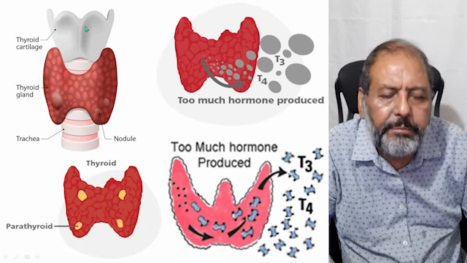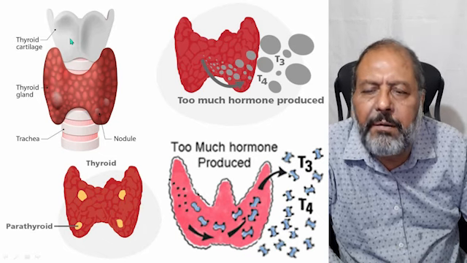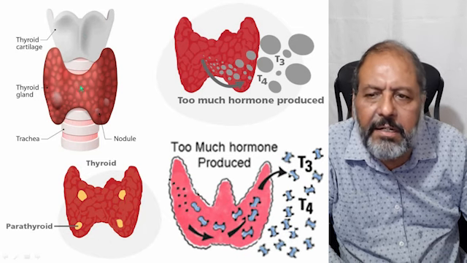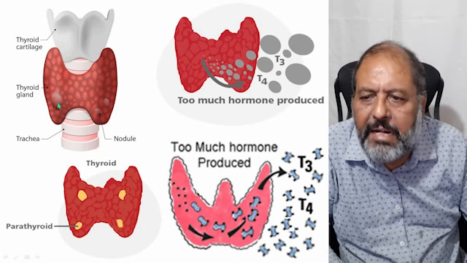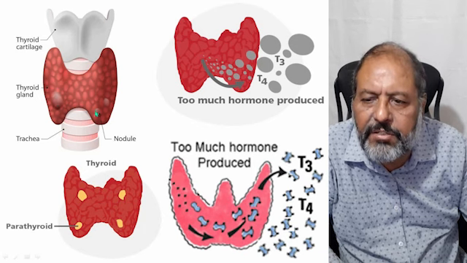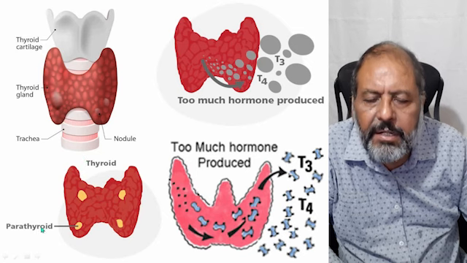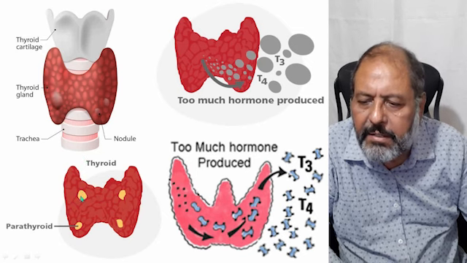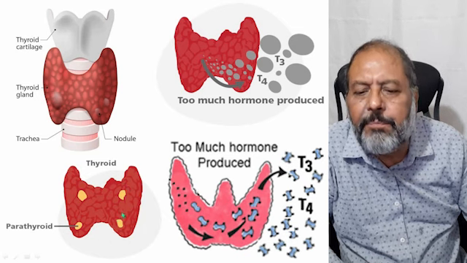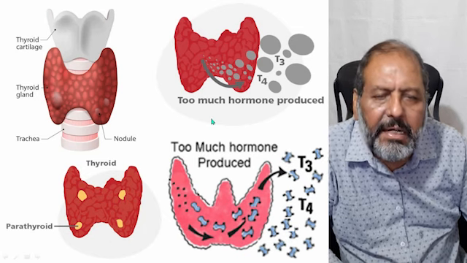People of this age group are affected. Here one can see the position of the thyroid gland, below the trachea and the thyroid cartilage, and here are the prominences which one can see, and these are the nodules. If you see the thyroid from behind, there are 4 parathyroid glands which are embedded in the substance of the thyroid gland.